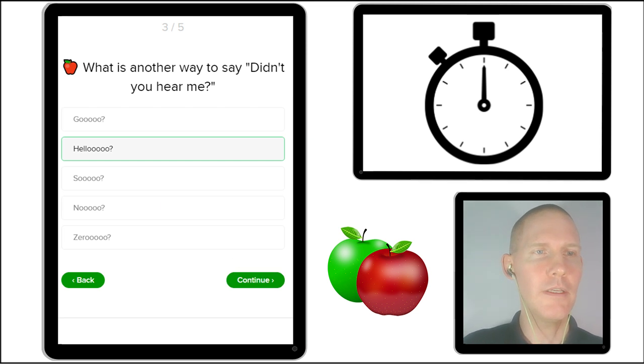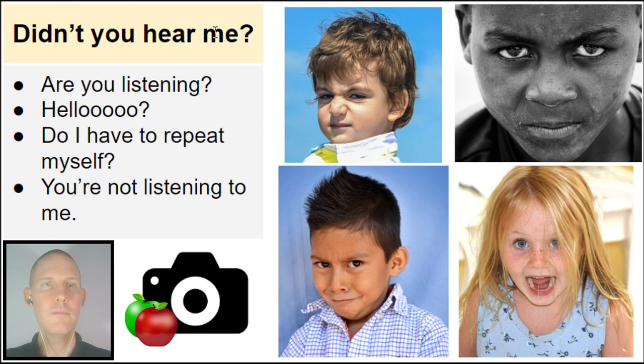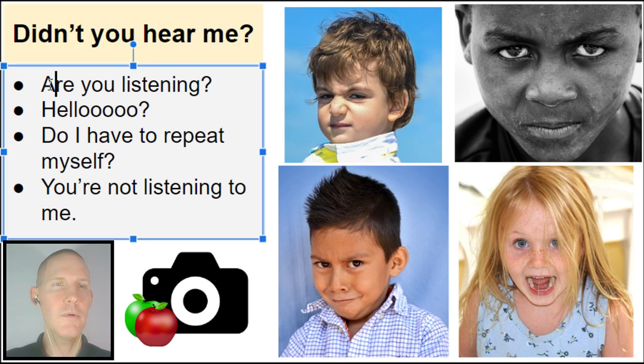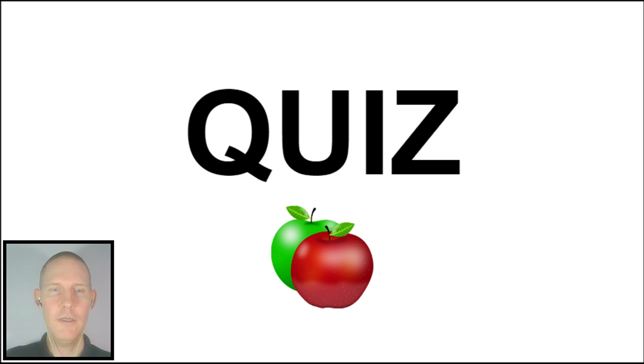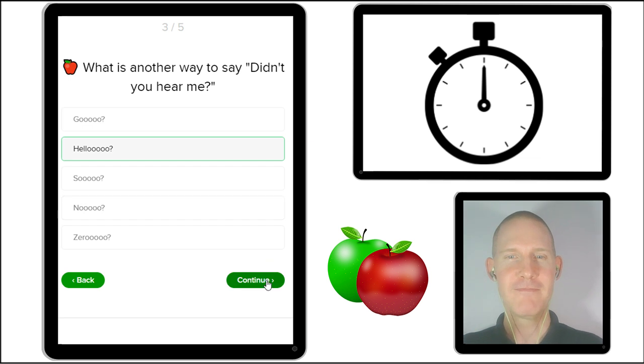All right. So let's go see back where we talked about it. All right, so this was when we talked about, didn't you hear me? So it started with, are you listening? And the second one was, hello. So many O's, you have to say, hellooo. But this is very informal, right? Aha, are you listening to me? Right. Hello. Okay. So let's go back to the quiz. Here we go. All right, so that was question number 3. Let's continue.